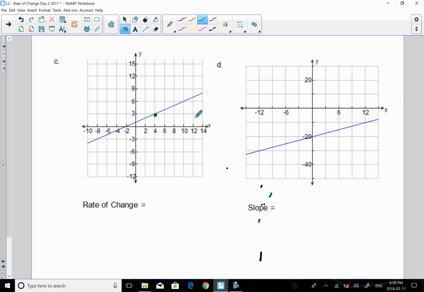You want to pick clear points. Use these 2. So again, rise here, I'm going from 3 to 6. And here I'm going from 4 to 10. That's 6. So my rate of change is rise over run. I've risen 3 and I've run 6. So my rate of change is going to be 1/2.